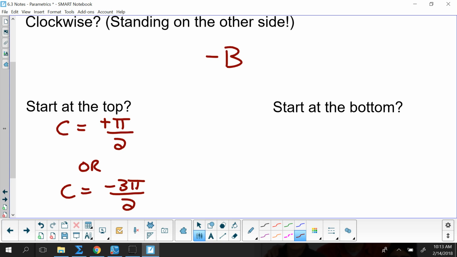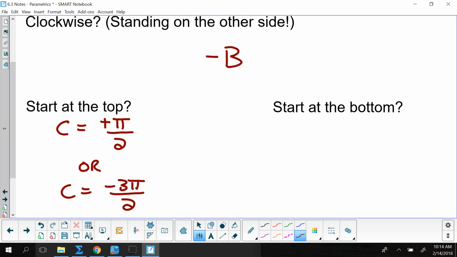5 pi over 2. 9 pi over 2. 13 pi over 2. How am I getting all those? Adding 2 pi. Okay? Negative 7 pi over 2. Negative 11 pi over 2. How am I getting all those? Subtracting 2 pi. Yep, exactly. So as long as I'm at that point on the unit circle, you can add or subtract 2 pi any number of times.